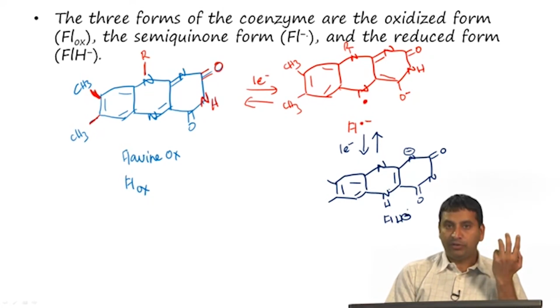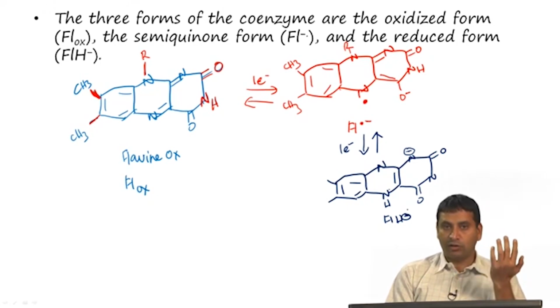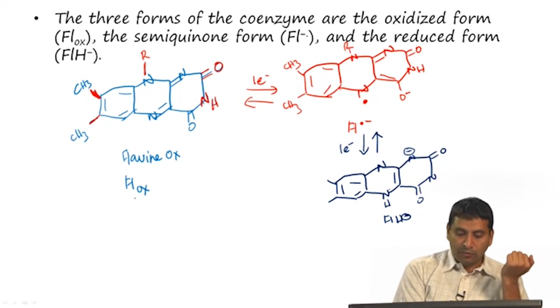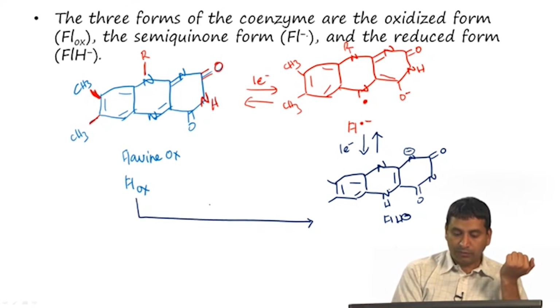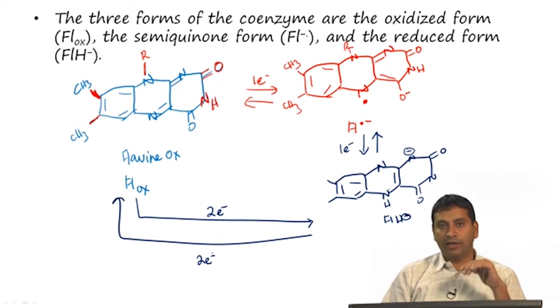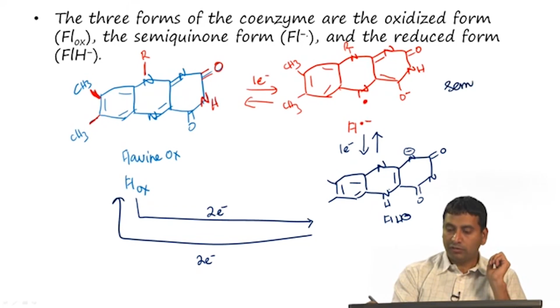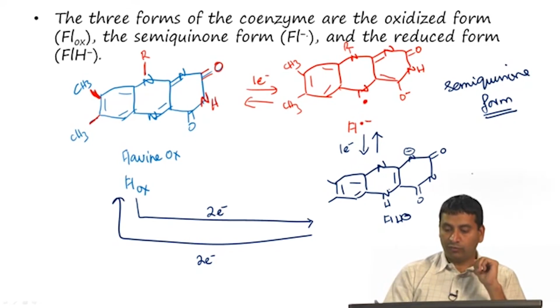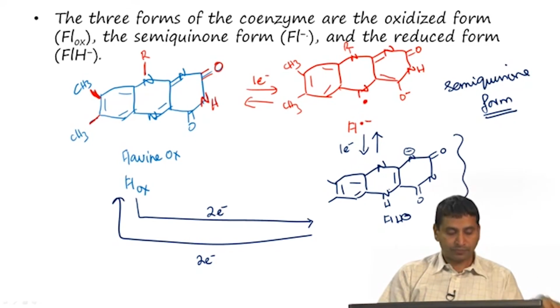So, these are the 3 main species that are involved in the flavine redox process. Now, it is also possible that you can convert this to this by adding 2 electrons, and you can do the reverse process by subtracting or removing 2 electrons. So, this is how the entire flavine redox process occurs, and this is called the semi-quinone form, okay, and this is the fully reduced form, which is FlH minus.